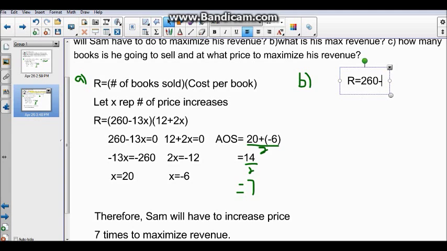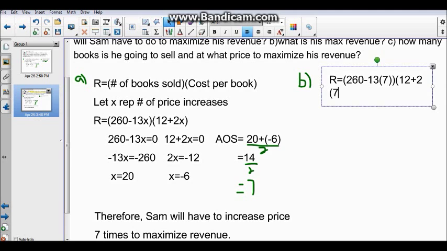(260 minus 13 times 7), which will basically tell us how many customers Sam is going to have after 7 price increases, times (12 plus 2 times 7), which can tell us the cost per each book, as he's increasing the price 7 times by $2.